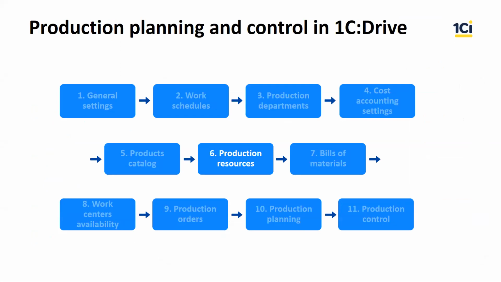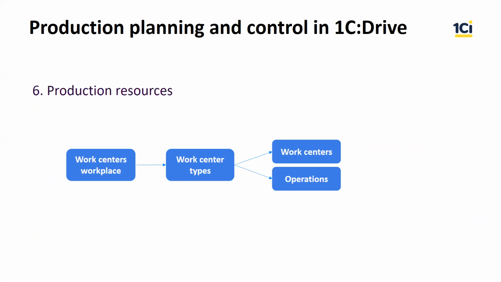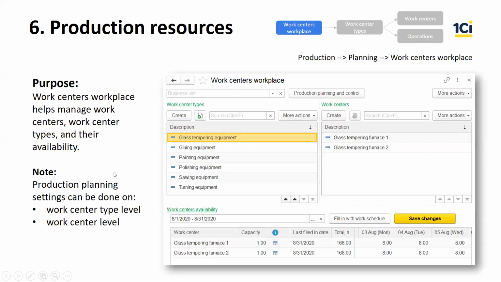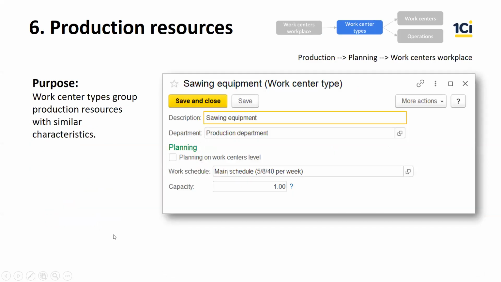Next step is production resources. And in OneStreetDrive, we offer Workcenter Workplace. Here you see Workcenter types and work centers that are placed on the upper part of the tool. In production planning, we might plan either on Workcenter type level or on Workcenter level. Workcenter types group production resources with similar characteristics. They are assigned to a specific production department, and to plan them, we must define work schedule and their capacity.